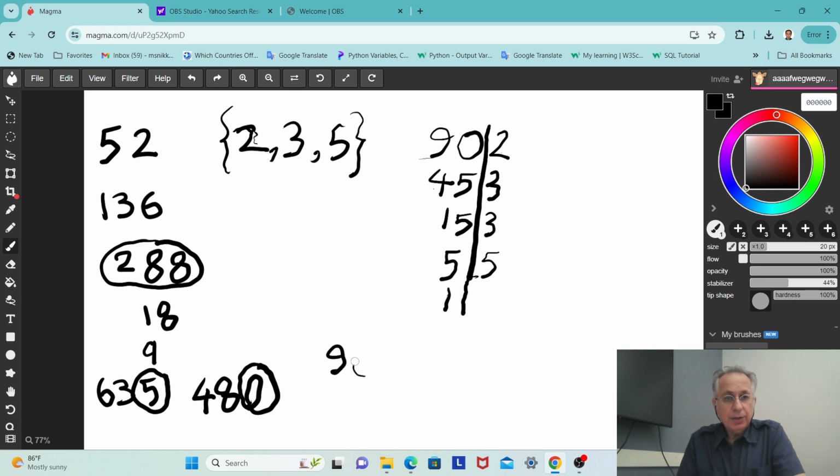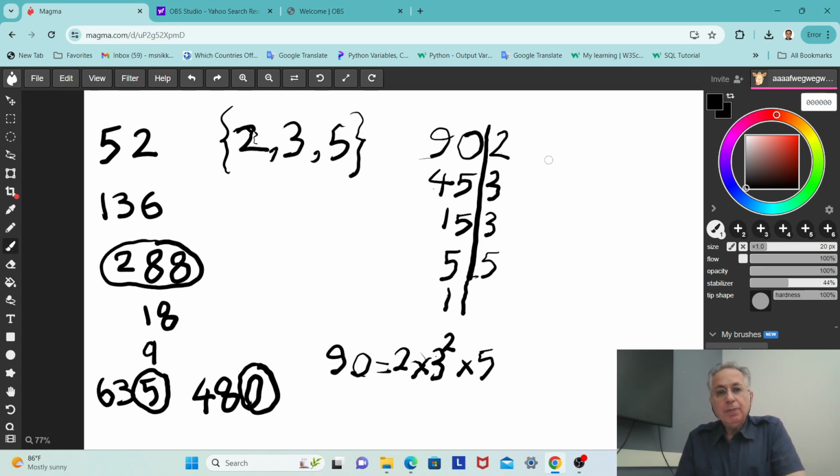90 equals 2 times 3 to the power of 2 times 5, because 3 times 3 means 3 to the power of 2. We have already done it for 90.